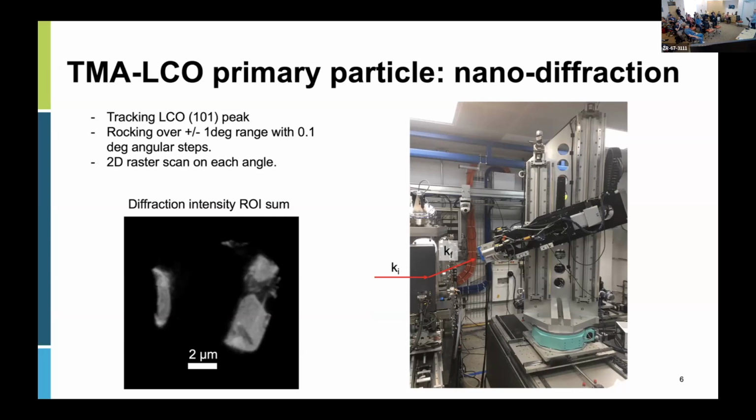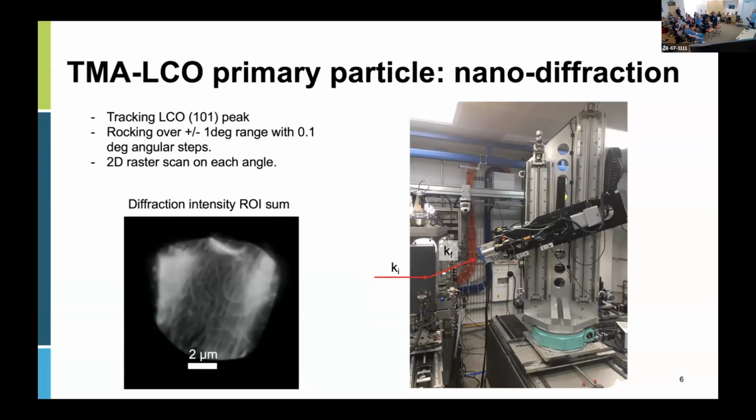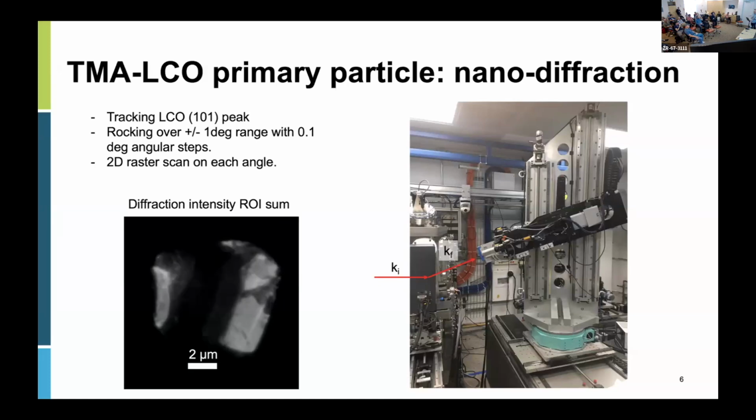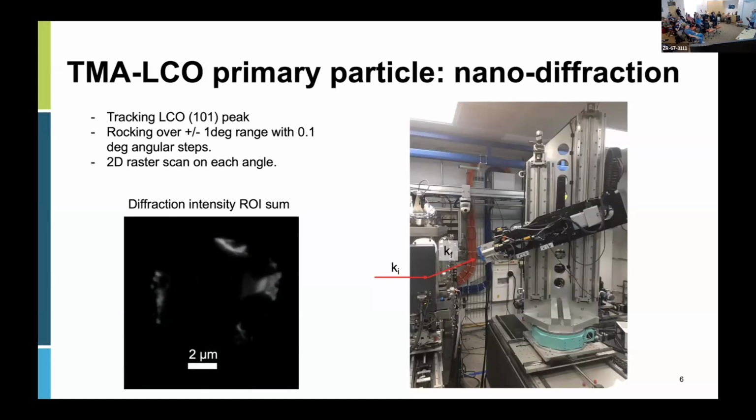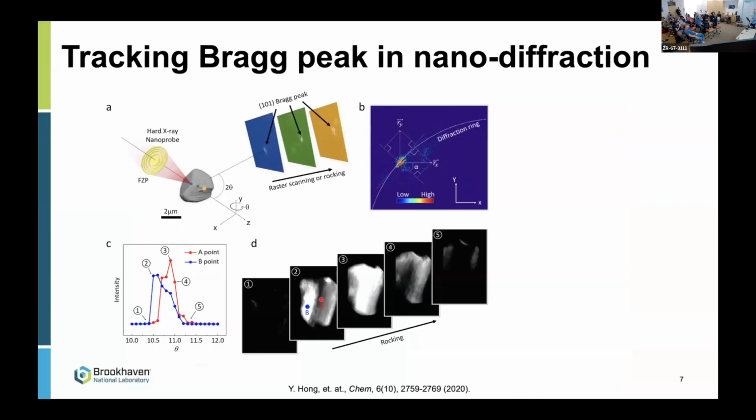At each rocking angle, we did a 2D raster scan. And this movie shows the diffraction contrast image through the rocking curve, and we found tons of features inside this primary particle. So through this rocking curve nanodiffraction measurement, at each scan position, we collected a 3D diffraction data set, and we can track the center of mass of this 3D diffraction pattern, and then we can decompose the peak center along 3 specific directions.